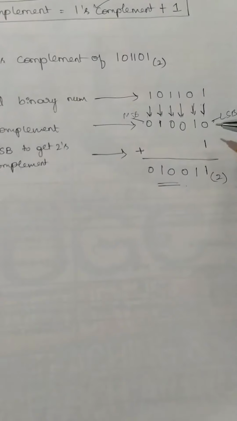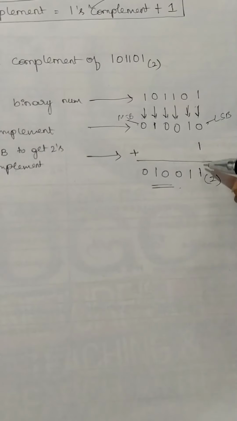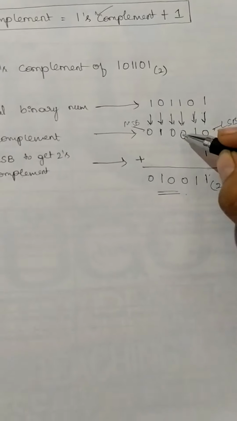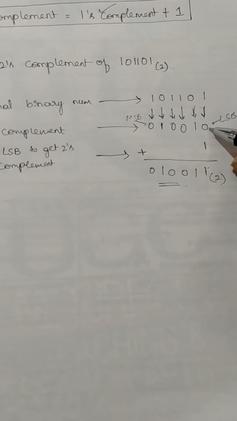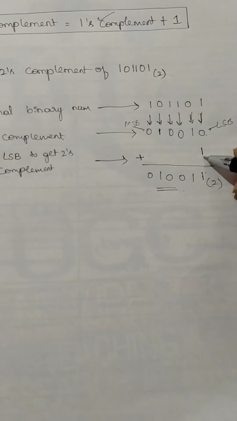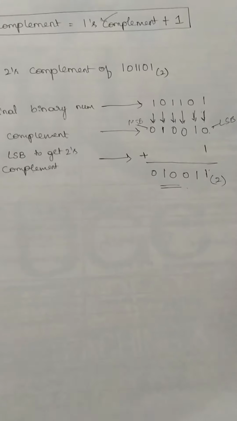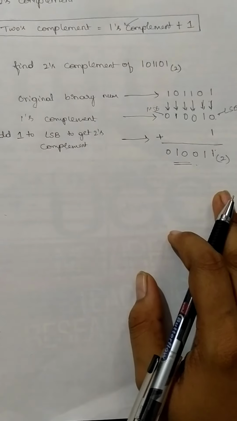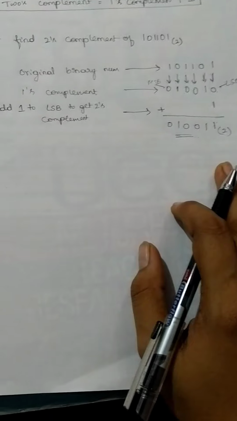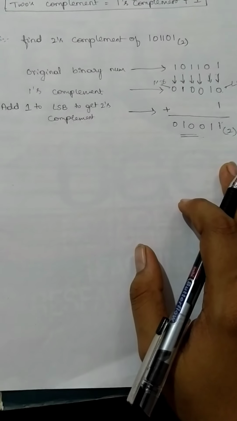Binary addition we need to perform. So 0 plus 1 becomes 1 and the remaining value will become the same. So if it is 1 and we also have 1, then 1 plus 1 becomes 0, carry 1. Okay, so like that we have to convert any given binary number into the 2's complement.